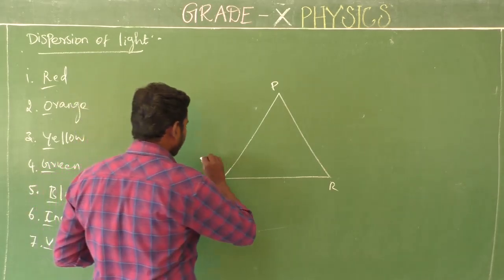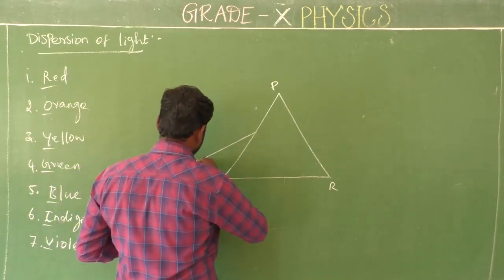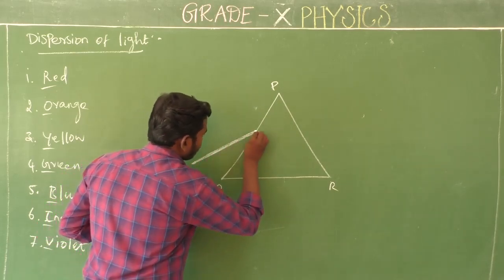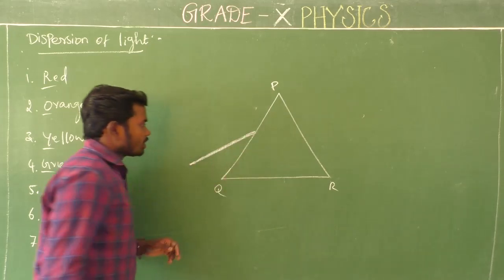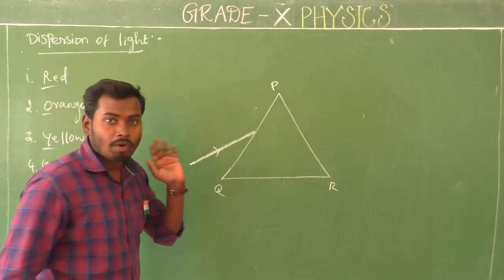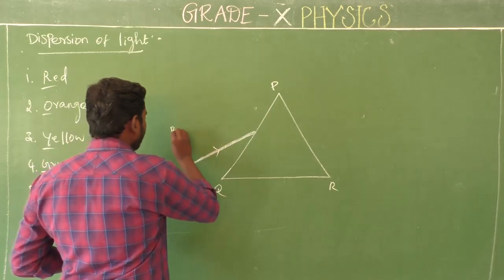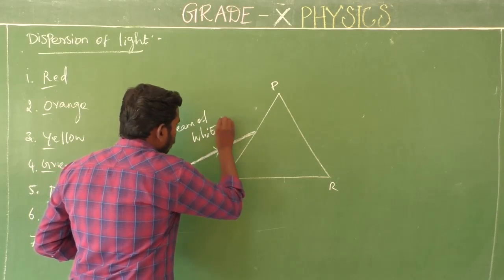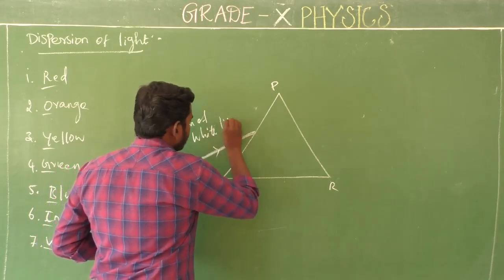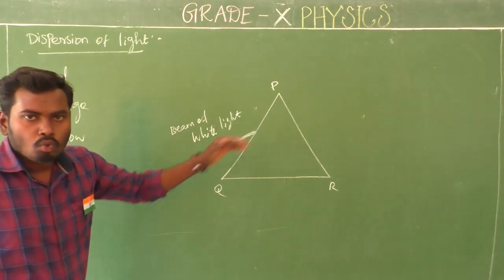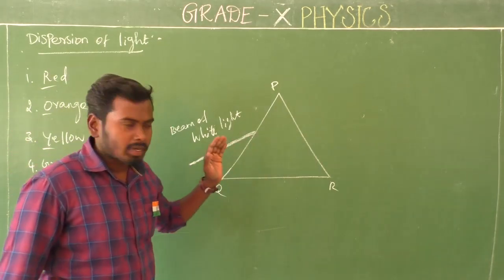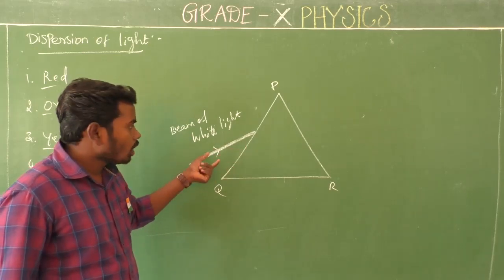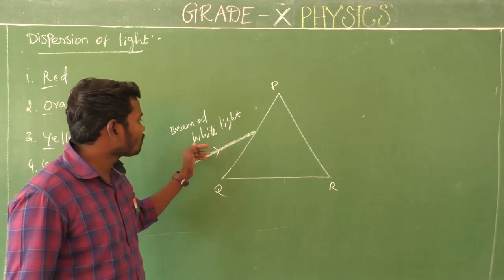Okay, consider a beam of white light. This is a beam of white light, not a ray of white light. It's a beam of white light. Okay, consider a triangular glass prism. Yes. Then consider a beam. That's why I have made it into a dark line.